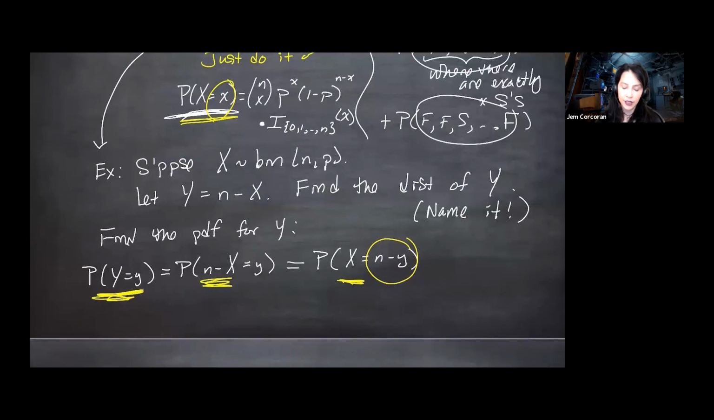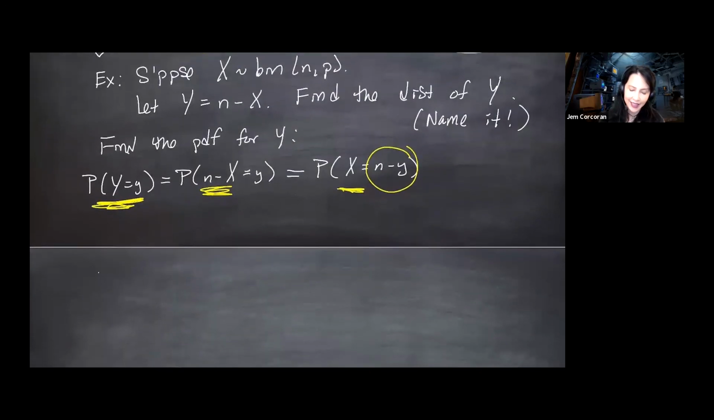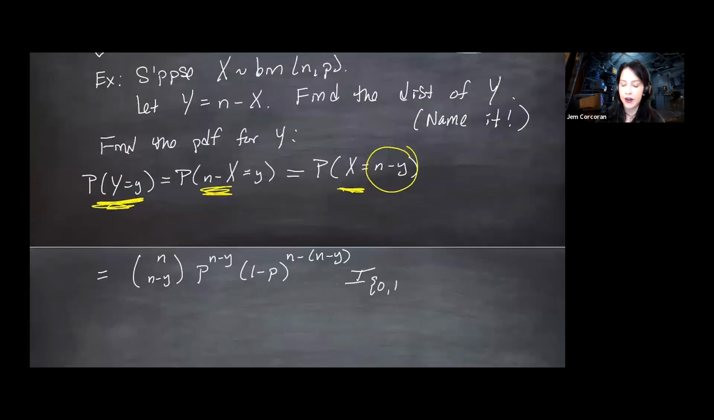Okay, so using the PDF for x up here, this is n choose x, but in for x, I'm going to put n minus y. It is p to the x, but in for x, n minus y. It is 1 minus p to the n minus x, but in for x, n minus y. And I'm even going to do the indicator all at once. So I had an indicator on the set 0, 1 through n, and in for x, I'm going to plug n minus y.